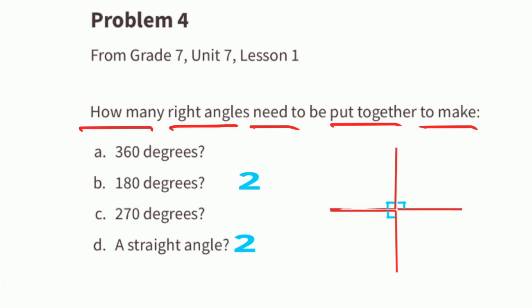3 right angles, or 90 times 3, is 270. So C, 270-degree angle, is made up of 3 90-degree angles, or 3 right angles. Add a 4th right angle, and you have 90 times 4, which is 360. So A, 360 degrees, is made up of 4 right angles.